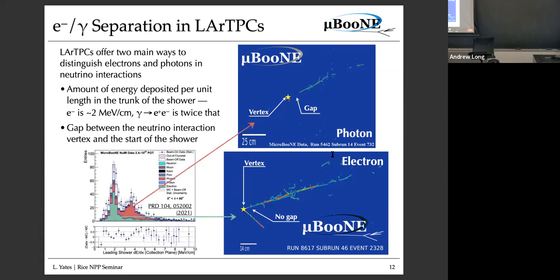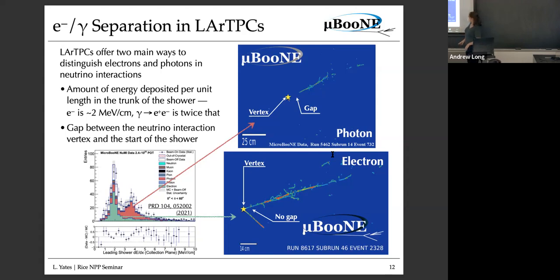And then for a photon, what you see at the trunk of the shower is not the photon, which is neutral and doesn't ionize itself, but that photon at the relevant energy scales will pair produce. So you get an e+ e- pair that are on top of each other. Because of that, you have about twice the ionization, about 4 MeV per centimeter, so that's this red peak over here. So that's nice. The other handle that we have is whether the shower itself is attached to the neutrino vertex. In the electron case, if the electron comes out of the interaction, it starts ionizing immediately and you get no gap between the interaction vertex and the start of the shower. On the other hand, for a photon, there's a conversion distance, typically a few centimeters, tens of centimeters, something like that. In that case, MicroBooNE can see the gap between the vertex and the start of the shower. So you get this visible gap, and that's another handle for electron-photon separation in LArTPCs.